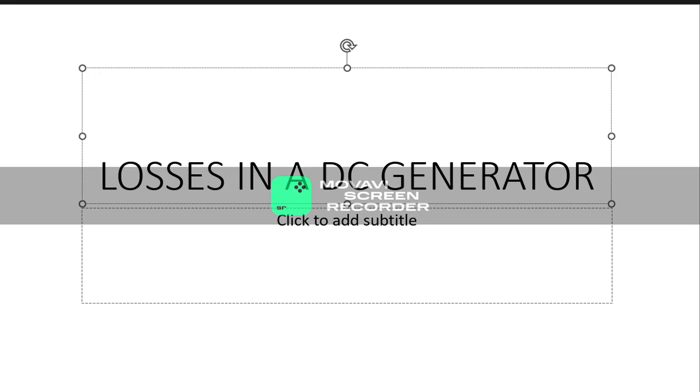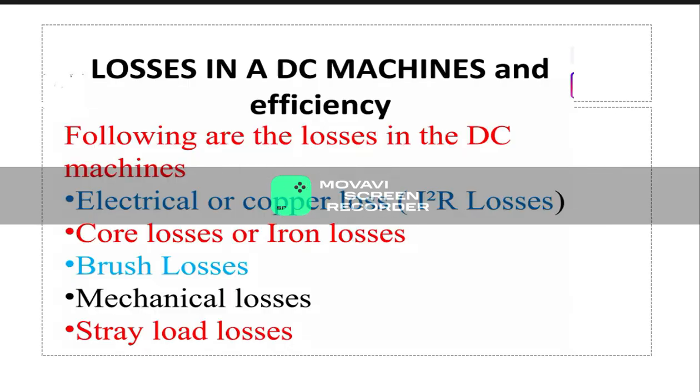Hi friends, today we are going to study the different losses occurring in a DC generator. As we already know, losses are always there in every machine. In a DC generator, the major losses are classified as constant losses and variable losses. The constant losses remain constant at all loads.